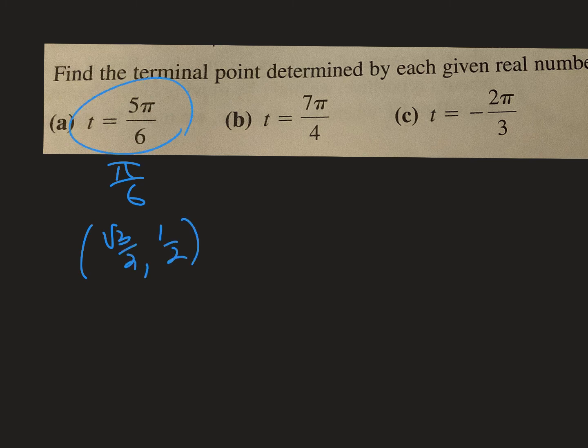Okay, now 5π/6. Think about what that is. 5π/6 is almost a 1 pi, so it's in quadrant 2. Quadrant 2, the x is negative, y is positive. So there you go. Just make the x negative.